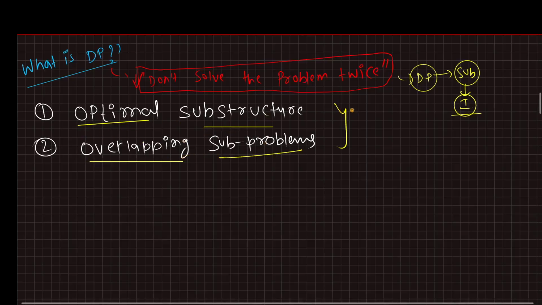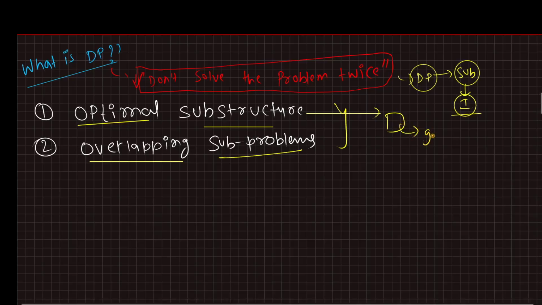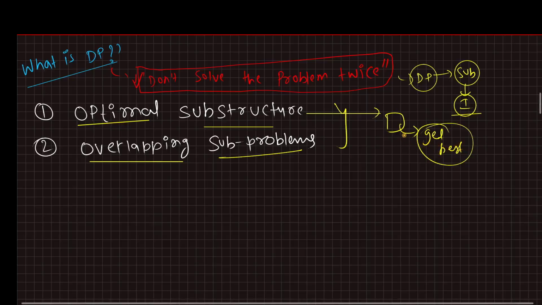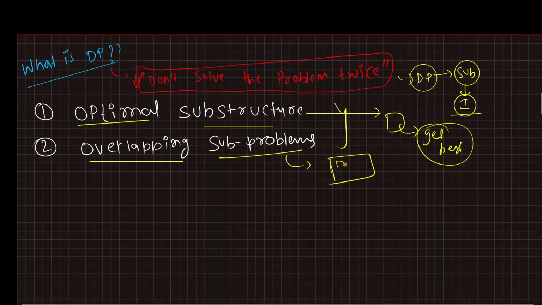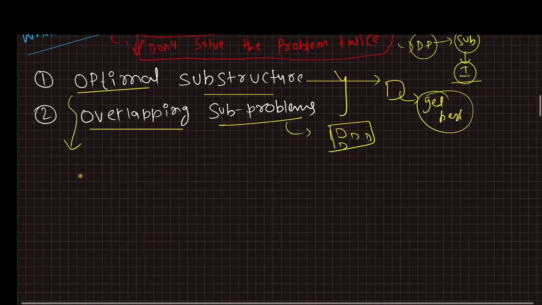Optimal substructure means for every subproblem, get the best result for that subproblem and add it to the bigger problem. And overlapping subproblem means that the problem gets repeated again. For example, for this bigger box, if you have a subproblem this and it is repeated again, this is an overlapping subproblem. So we can see this by an example.